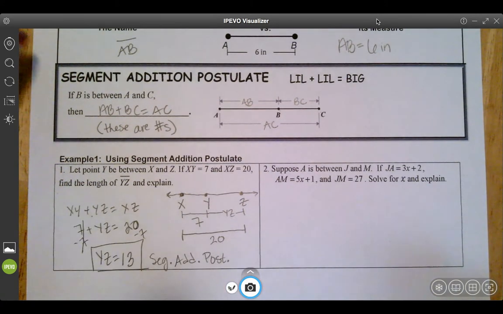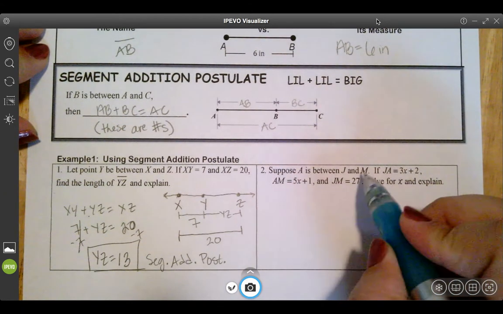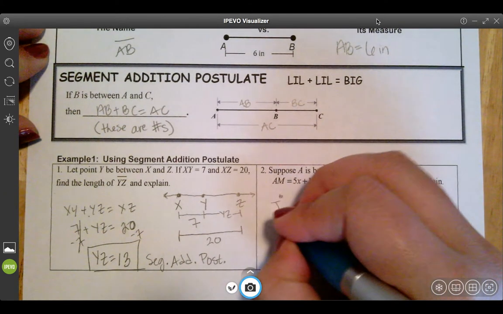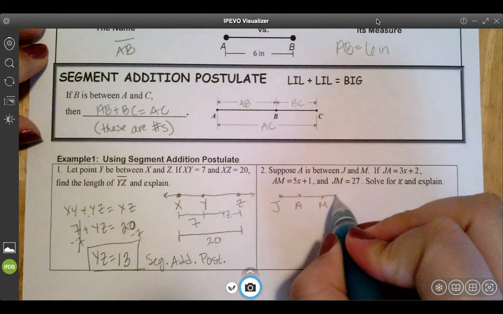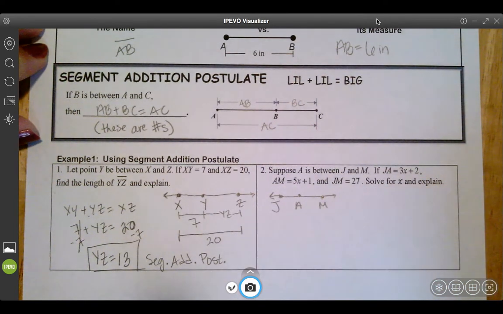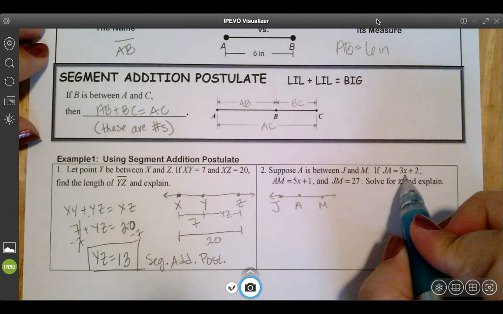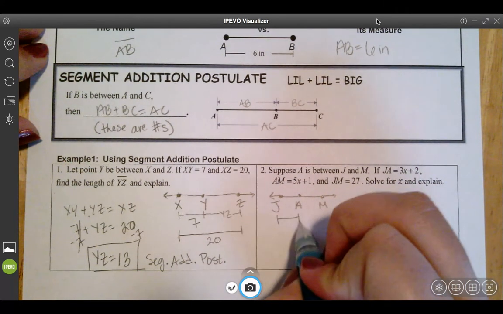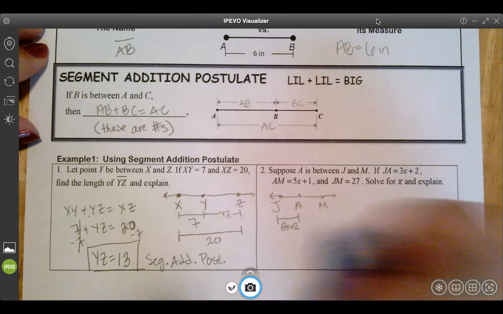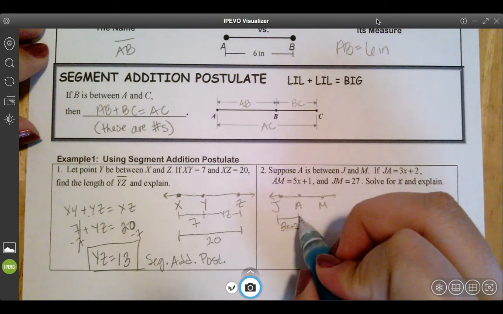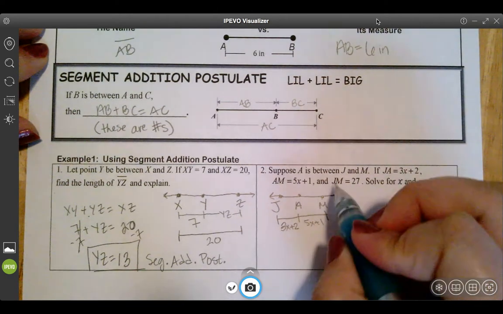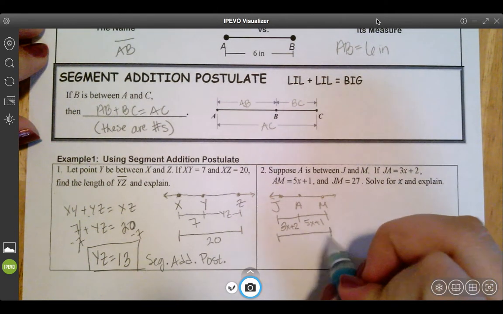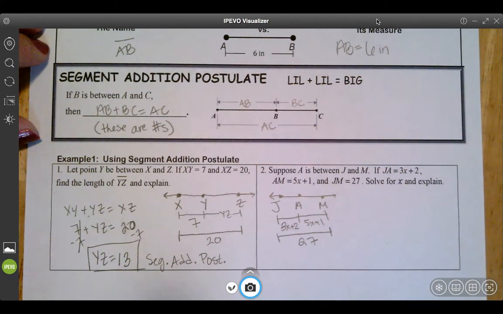Let's look at number 2. Suppose A is between J and M. Here's J, here's M. A is somewhere between them. If JA equals 3x plus 2, AM equals 5x plus 1, and JM equals 27. Solve for x and explain.